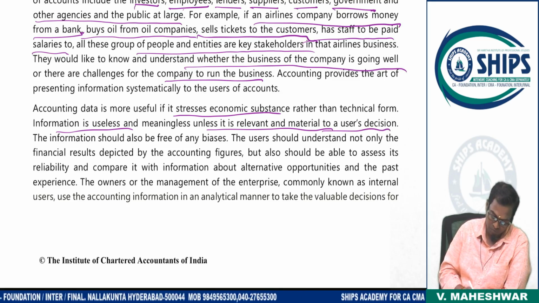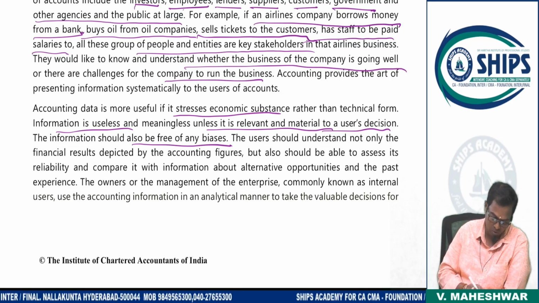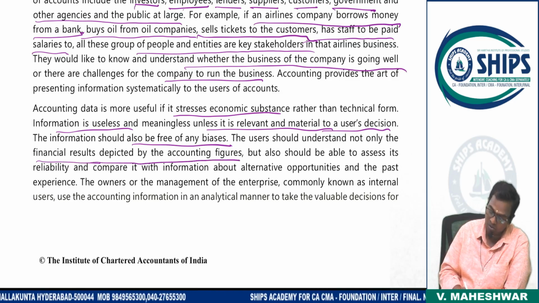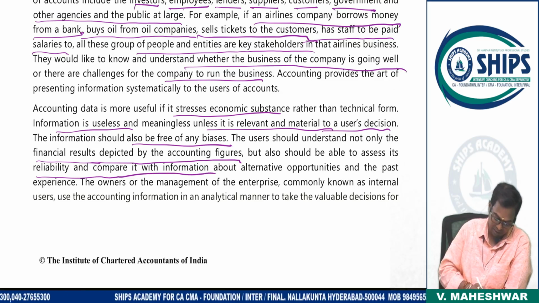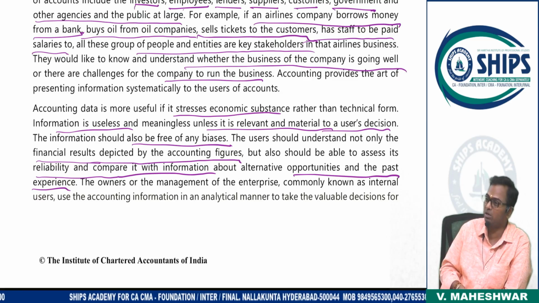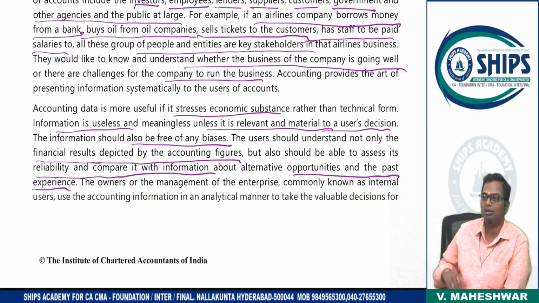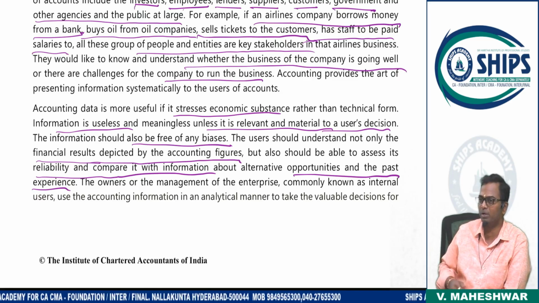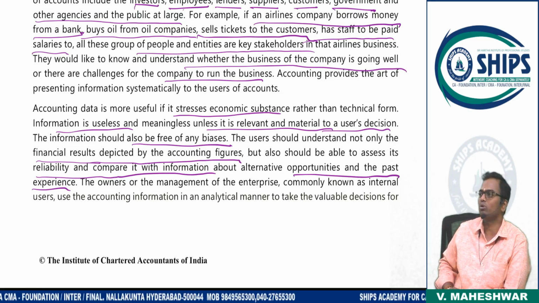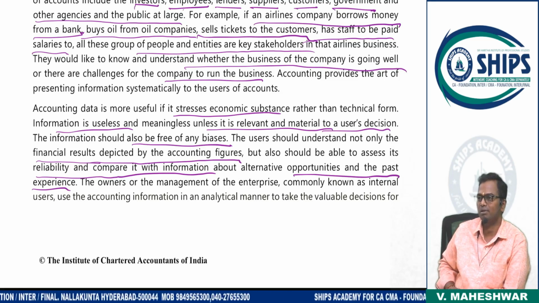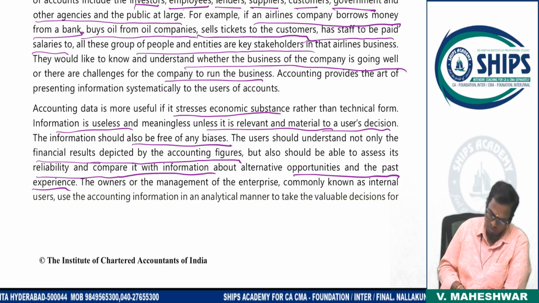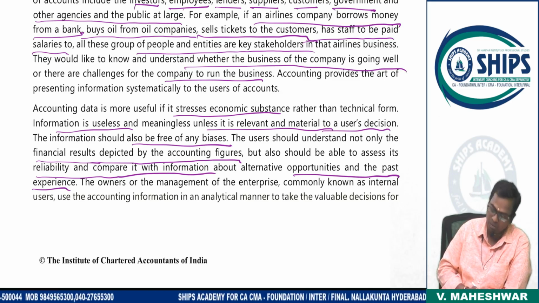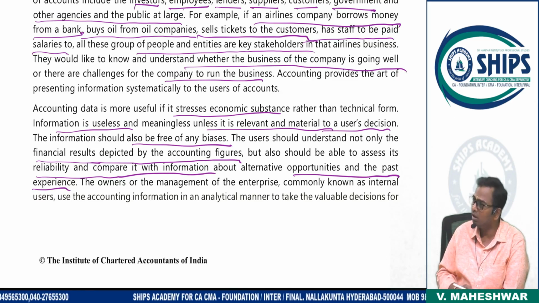The information should also be free of any bias. The user should understand not only the financial result in respect of accounting figures, but also should be able to assess its reliability by comparing it with information about alternative opportunities and past experience. So if the company is in losses, instead of preparing, they will purchase, sir. If I prepare a product, maybe a pen, it costs 10 rupees, and the same pen is available at 8 rupees, either I prepare or purchase. Simply I will purchase it, sir. Saving of time, everything. What was he saying? Alternative opportunities and past experience. With the help of past experience, we are taking a decision.